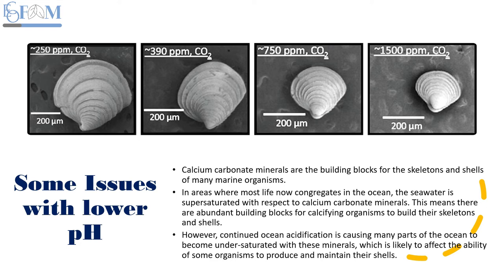The pteropod, or sea butterfly, we can say, is a tiny snail about the size of a pea. Pteropods are important for many food webs and are eaten by organisms ranging in size from tiny krill to whales. When pteropod shells are placed in seawater with the pH and carbonate levels projected for the year 2100, the shells slowly dissolved over 45 days. So these are some implications of the increase in acidification.